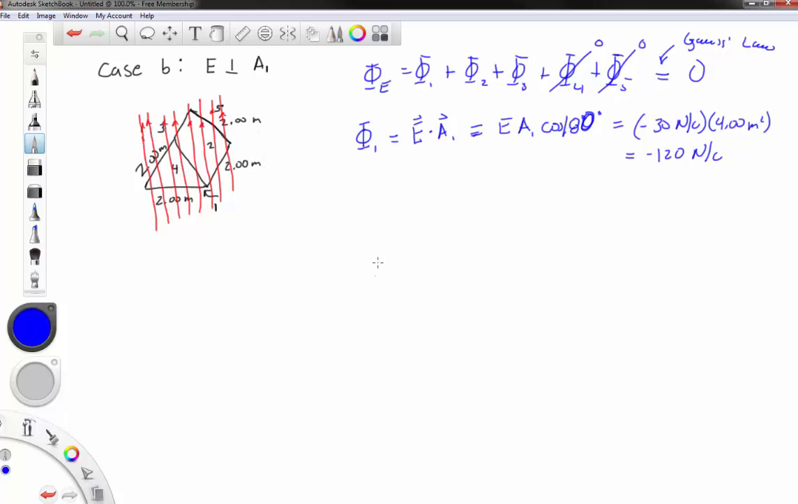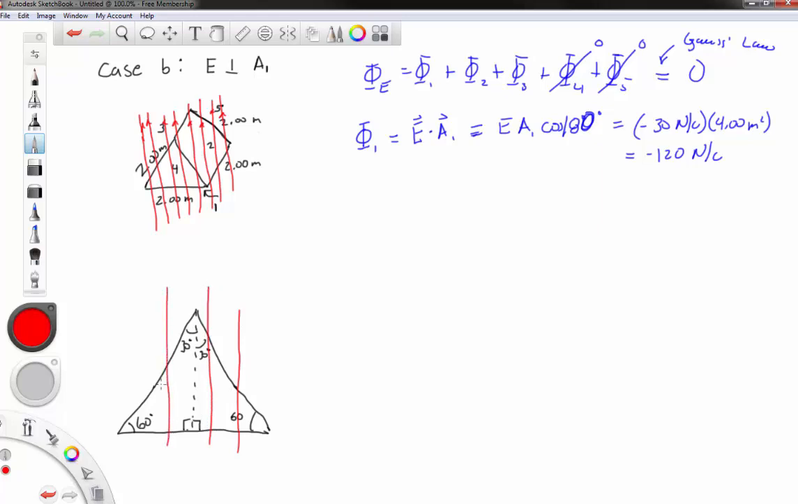It's fluxing inward. So now to get for phi 2 and phi 3, we're going to want to draw another of those diagrams that's sort of like a view from the side. So again, view from the side, here is our equilateral triangle. So this angle right here is 60 degrees, this angle right here is 60 degrees, and I'm going to draw this dashed line to represent the perpendicular part. So each of these is 30 degrees. Okay, so what is the electric field doing? Well, it's coming through perpendicular to the bottom and basically slicing upward like this. So here is what our electric field lines are basically doing.